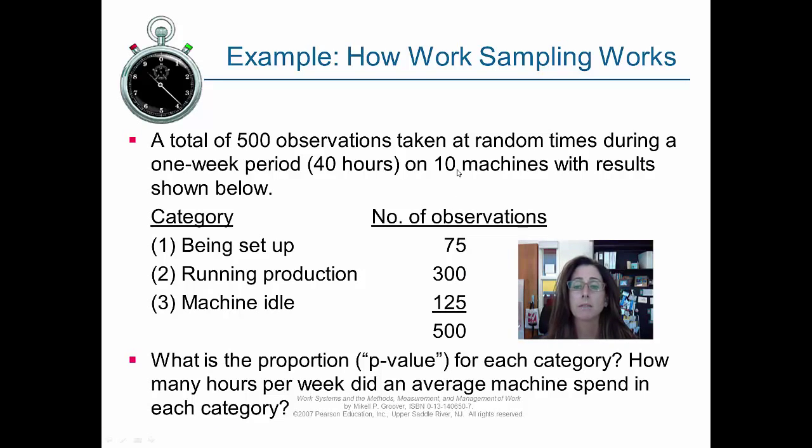So in this case we have 10 machines, and we have a total of 500 observations, and I'll talk about that in a little bit. We've taken them at random times during a 1-week period. We talked about the importance of sampling over a time period that could capture all of the activity that might be happening within that subject, in this case the machines, and how many observations to take gives us a degree of accuracy, and we'll show that calculation later.